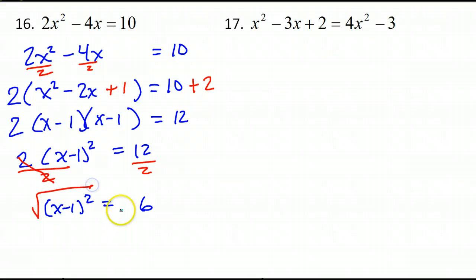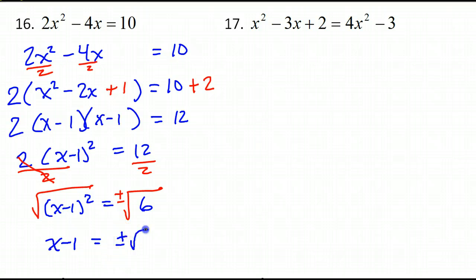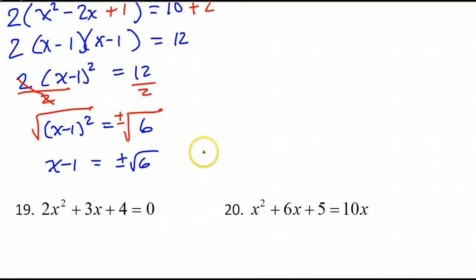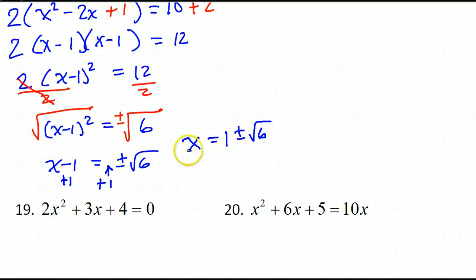Alright, if I take the square root here and here, don't forget your plus or minus. Then we're going to get x minus 1 is equal to plus or minus radical 6. Whoa, running out of space. So I'm going to add 1 to both sides, put it in the front. So that's going to give me x equals 1 plus or minus radical 6. And that's as far as we can go.